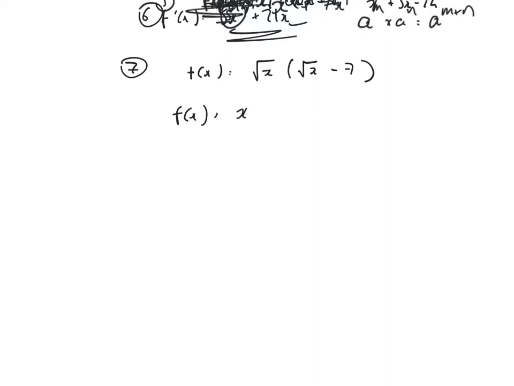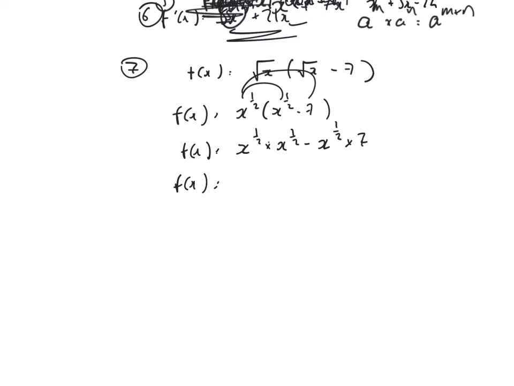Okay, square root of x is x to the half, so that's x to the half bracket x to the half minus 7. That times that and that times that. Take your time with it, open it up. It'll be x to the half times x to the half minus x to the half times 7.